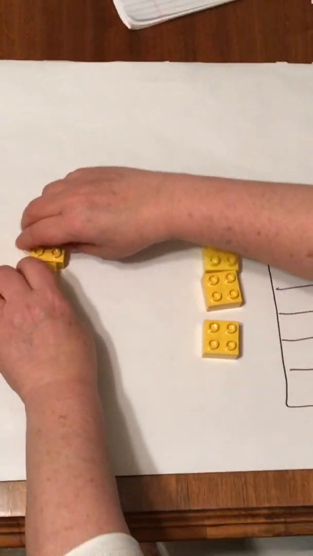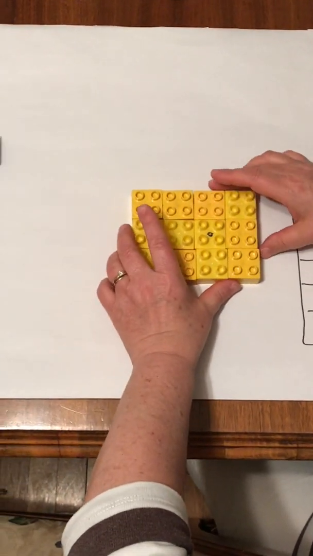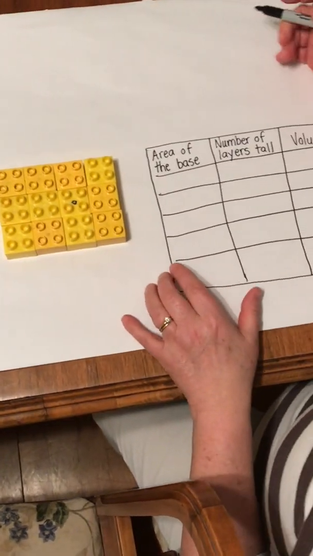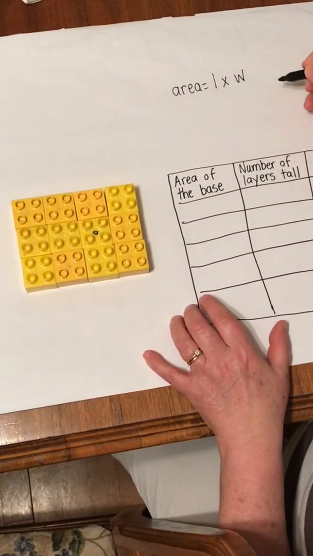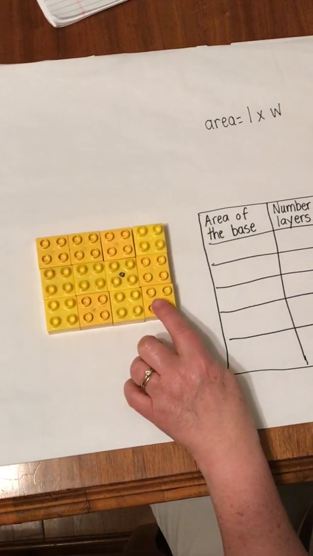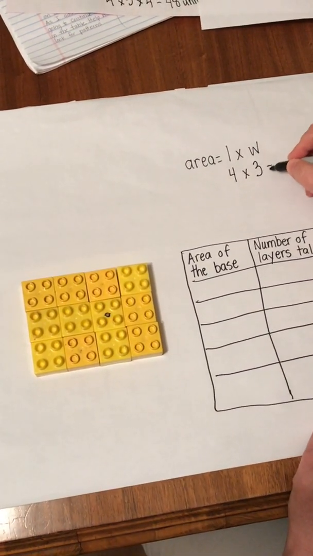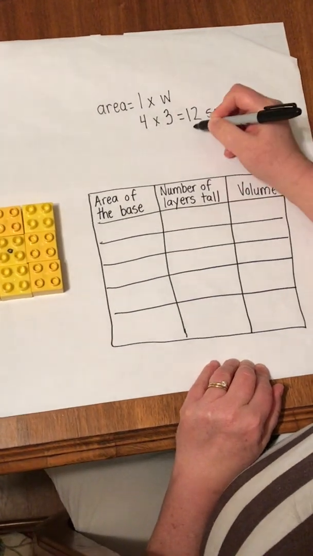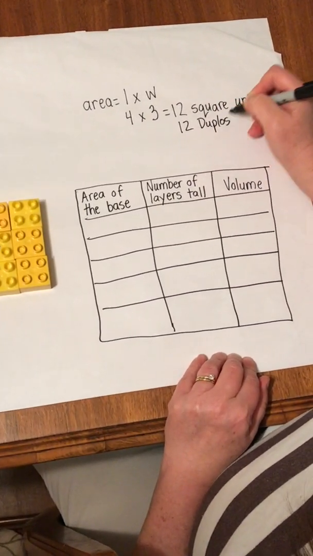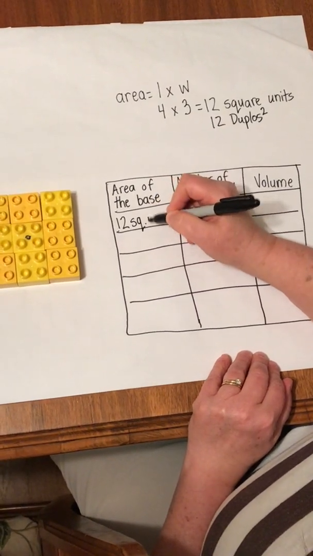So I'm going to build a rectangle using these Duplo blocks. I don't have my math manipulatives at home, so I went on a hunt. And I'm going to build this rectangle with the yellow Duplos. And I can see that the area of this, remember area is equal to the length times the width. The length is 4 across, and our width is 3 Duplos. So 4 times 3 is 12 square units. Another way we could write that is 12 Duplos squared.